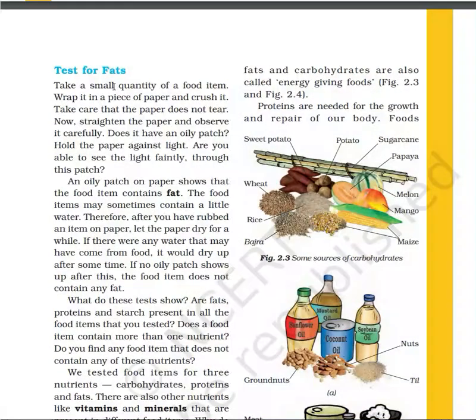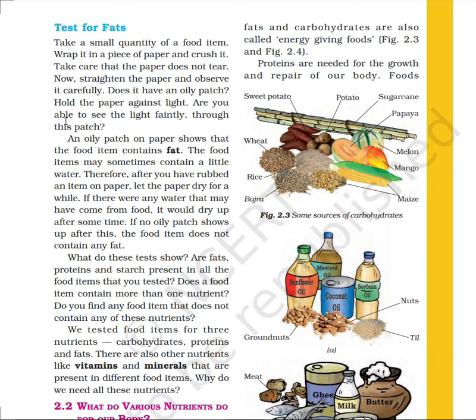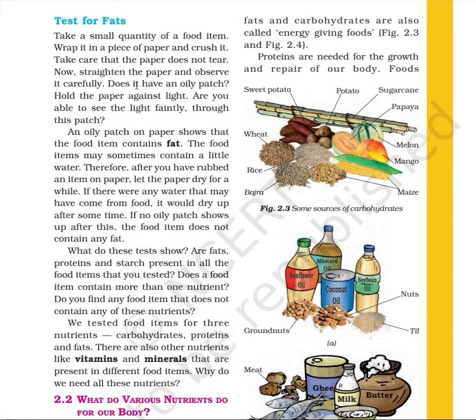Test for fats. Take a small quantity of a food item, wrap it in a piece of paper and crush it. Take care that the paper does not tear. Now straighten the paper and observe it carefully. Does it have any oily patch? Hold the paper against light. Are you able to see the light faintly through this patch?